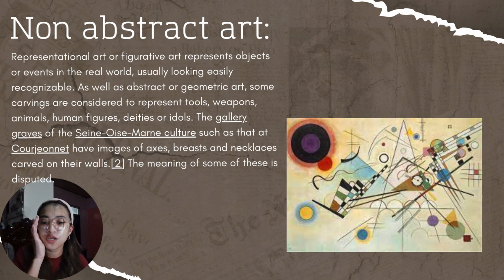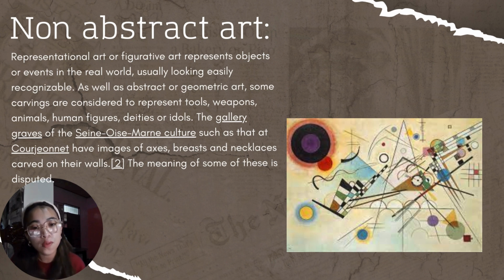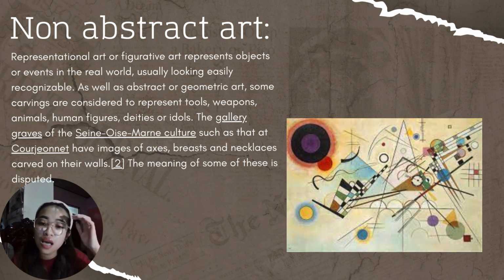Next will be the non-abstract art. Non-abstract art, or figurative art, represents objects or events in the real world, usually easily recognizable, as opposed to abstract or geometric art. Some carvings are considered to represent tools, weapons, animals, and human figures. There are idols, and the gallery graves of the Seine-Oise-Marne culture, such as that at Coizard, have images of axes, breasts, and necklaces carved on their walls. The meaning of some of this is disputed.